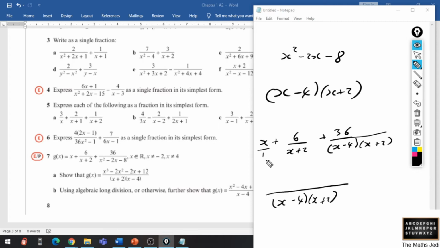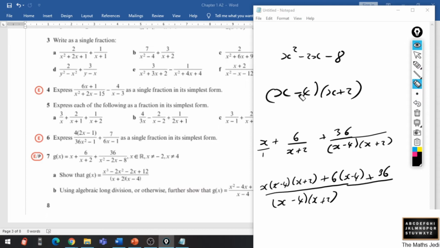And then working your way through. What have I done to the denominator here to get to here? I've multiplied by x minus 4, x plus 2. So I'm going to do the same thing on the top. What have I done to the bottom of this to get to here? I've multiplied it by x minus 4. So I'm going to multiply it by x minus 4 on the top. And again, the 36 can stay as it is because the denominator is the same.